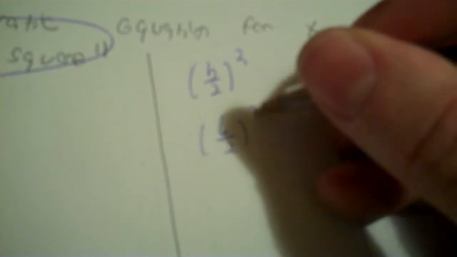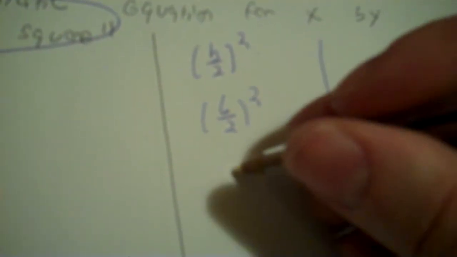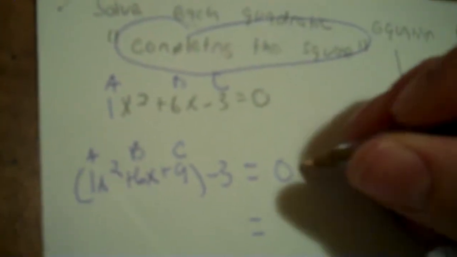So B we know is 6. Divided by 2 to the second. So 6 divided by 2 is 3. 3 to the second is 9. Okay. Now I brought a 9 into the equation. A 9. So I need a plus 9 there. Now there's nothing in front of the parentheses, so it's just 9. Okay. Now in the second step, 0 plus 9 is 9. You still keep your minus 3.